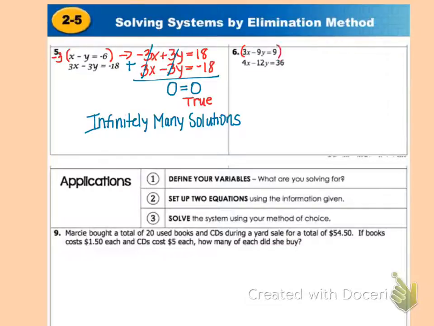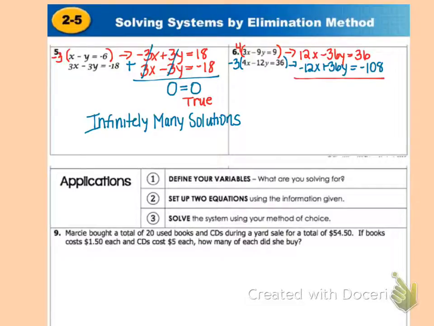So I'm going to pick the top equation and multiply by 4, and that's going to make it 12x minus 36y equals positive 36. And then for that second equation, because I want the signs to be opposites, I'm going to multiply by a -3, and that's going to give me a -12x, and then the -3 times the -12y makes a positive 36y, and then the -3 times the positive 36 is -108. So now I'm going to go ahead and try to solve.